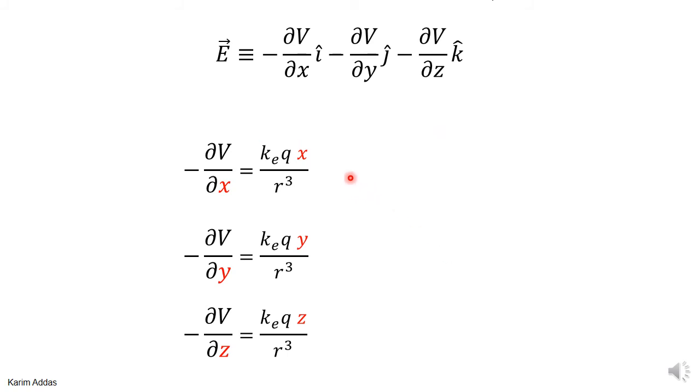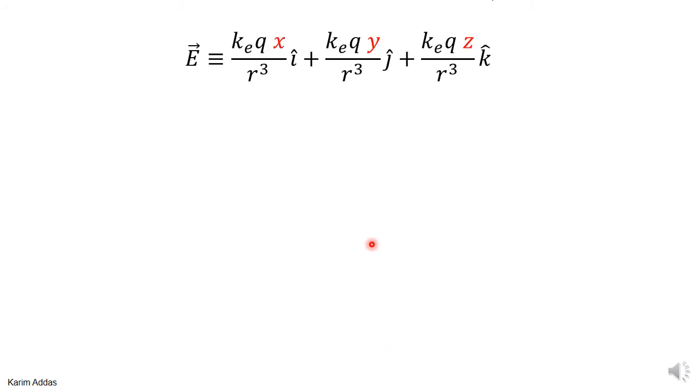Basically, if you do the same thing by getting partial v by partial y, instead of getting x here, you'll get y. If you do partial v by partial z, instead of x you'll get z. You can do these on your own if you want, but it's exactly the same. So now we can replace minus partial v by partial x by this, minus partial v by partial y by this, and minus partial v by partial z by this.